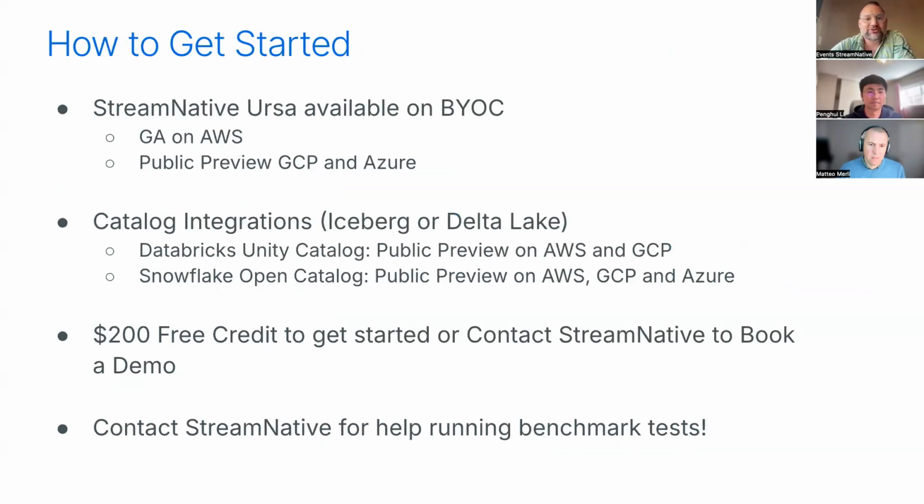So we want to make sure you know how to get started. On the availability of the products currently, StreamNative Ursa is available on BYOC, so it's going to run in your own cloud provider. It's GA on AWS and currently in public preview on GCP and Azure. For the catalog integrations, Databricks Unity Catalog is currently in public preview on AWS and GCP. Again, I've made a ton of videos on this, so you can see it all in action if it's something you're excited about. And Snowflake Open Catalog is in public preview on AWS, GCP, and Azure.